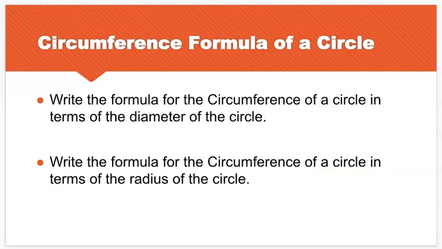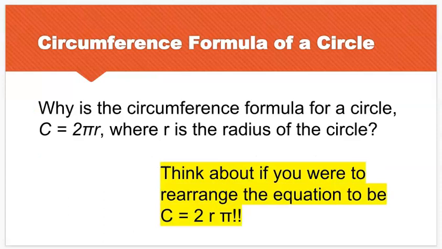Remember the circumference formula for a circle? Write the formula for circumference of a circle in terms of diameter. Then try writing the formula for the circumference of a circle in terms of the radius. Why is the circumference formula of a circle C equals 2 pi r, where r is the radius of the circle? Think about it. Well, if we rearrange the equation to say 2r pi, 2 times r is the diameter. So that's where that formula comes from.